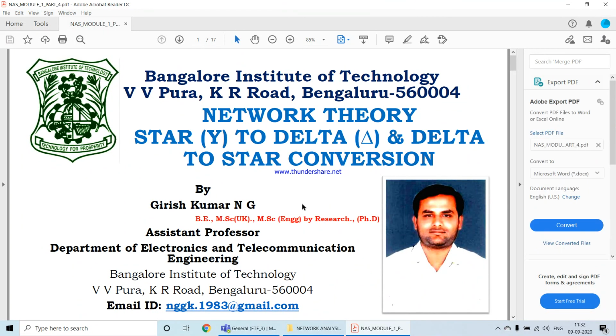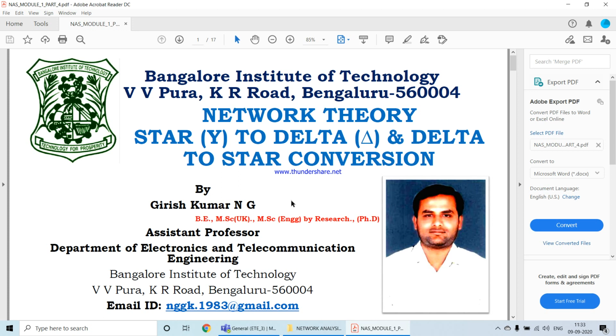Hello students. Today we learn the next concept in network theory, which is star to delta and delta to star conversion. This is one of the techniques used to reduce the complexity of the network, where you will see n number of resistances connected. The star to delta and delta to star conversion is used for that particular purpose.